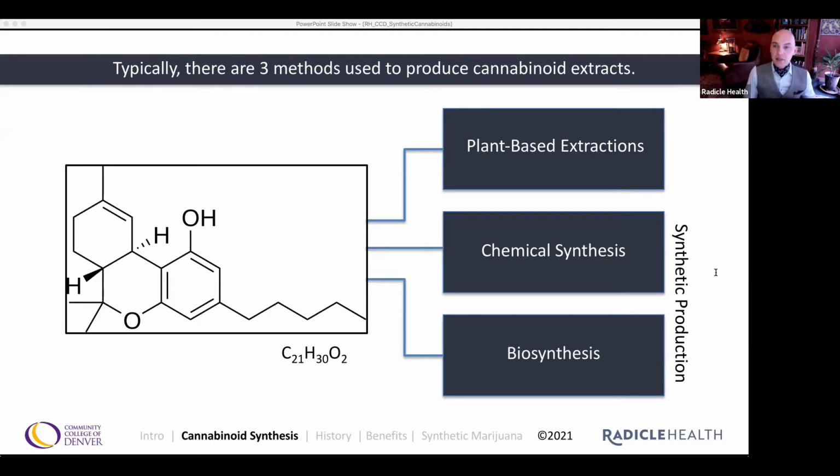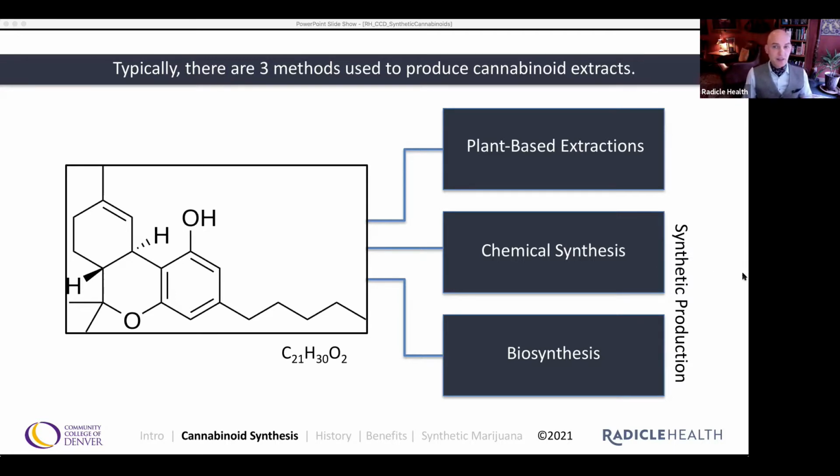So typically there are three methods that you can use to produce cannabinoid extracts and isolates. You can do it through plant-based extraction. This is the process where phytochemicals are extracted directly from harvested plant material. And of course, this is the most commonly used method of cannabinoid production. You can use chemical synthesis and you can use biosynthesis. Now, chemical synthesis and biosynthesis can be discussed collectively under an umbrella term, which is synthetic production.